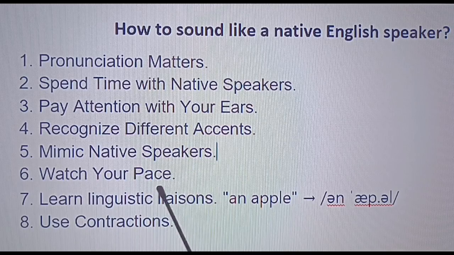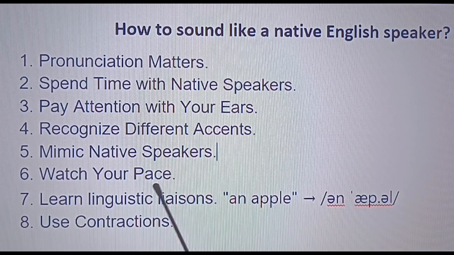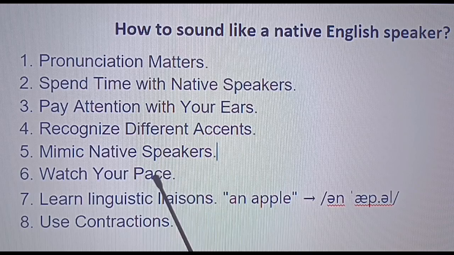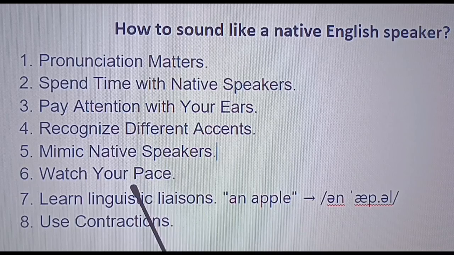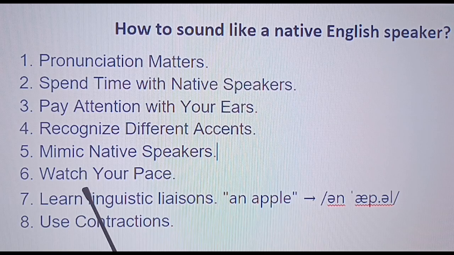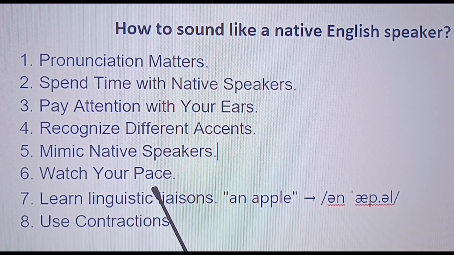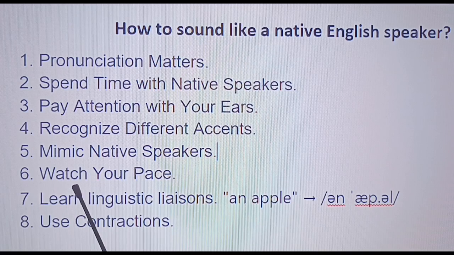Number six, watch your pace. By pace, I mean speed. You need to be cognizant of the kind of speed with which you speak. Slow speech is not tolerated usually, and it's very much monotonous and boring. Try to be as fast as possible. One of the techniques I usually encourage my students to practice for fluency is to think of something and speak as fast as possible. Don't worry about the accuracy, whether you have grammatical mistakes or anything like that. Just speak as fast as possible. So try to speak fast and fluently.